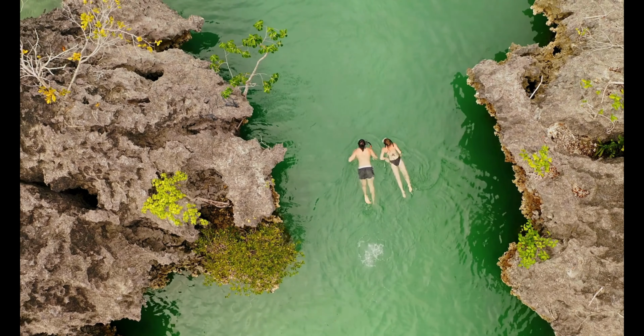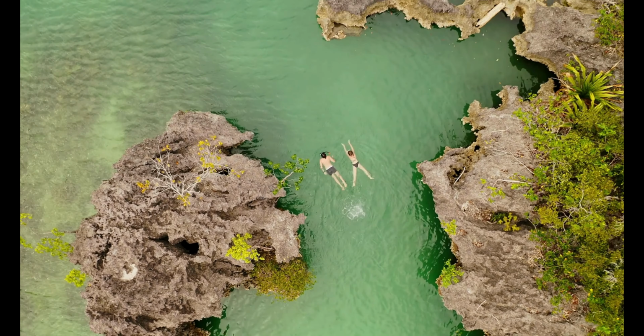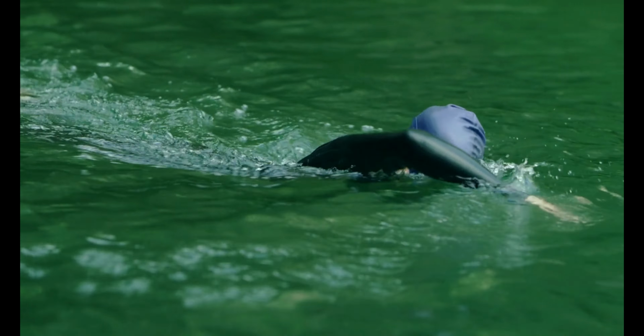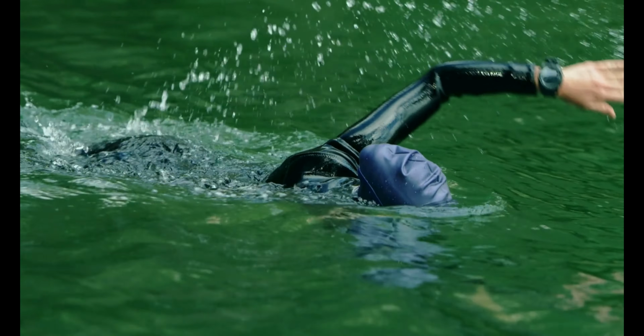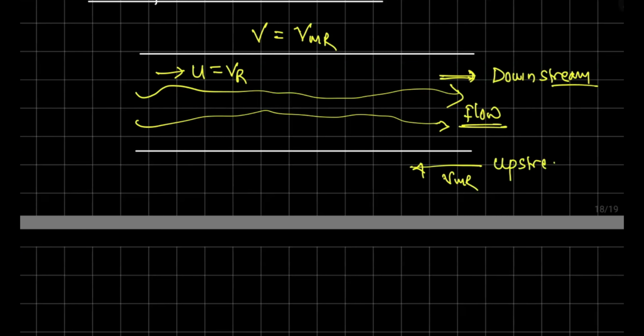अगर मान लो if swimmer is swimming in the direction of the flow, suppose this is the direction of flow and this is the same direction of a swimmer or the boat, so we can say this is going to be downstream, and suppose this is the speed of flow and this is the speed of swimmer, so this we are going to say it is going to be upstream. Upstream matlab against the flow, this is along the flow and this is going to be against the flow.